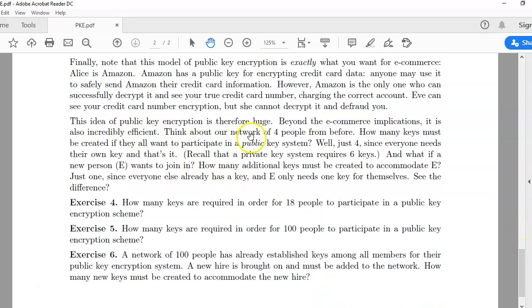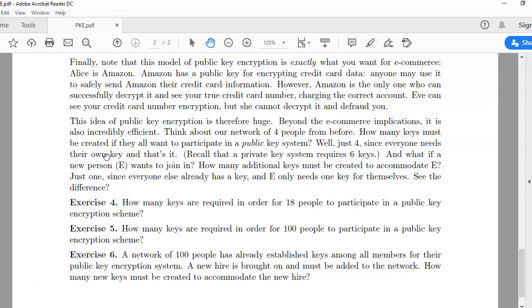So beyond this idea of using public key encryption for e-commerce, it's also incredibly efficient when it comes to networks and key generation. So let's think about our network of 4 people from before. If you remember before, they needed 6 keys to participate in a private scheme. But how many keys would they need if all 4 people wanted to participate in a public system? Well, only 4, because everybody needs their own key, and that's it. There are no more couples. There are no more pairs of people, right?